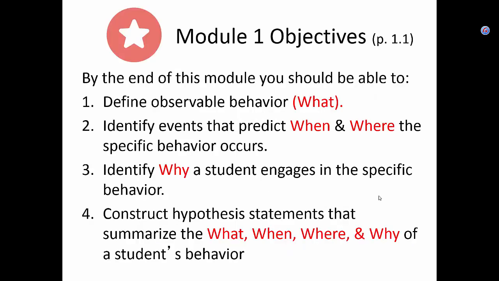So in Module 1, the following objectives are the things that we're going to focus on. We're going to go through the features of defining observable behavior. We're going to focus on identifying the events that predict the when and where that the behavior is occurring in, identifying why a student engages in specific behavior, and then putting all those pieces together to construct a full hypothesis statement that lays out what's the behavior, when and where is it happening, and why is the student engaging in that behavior.